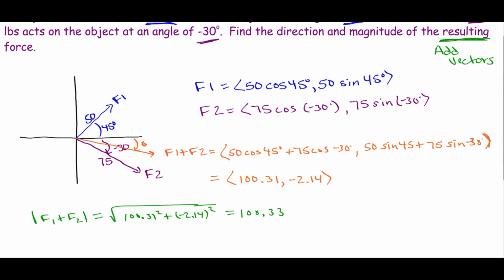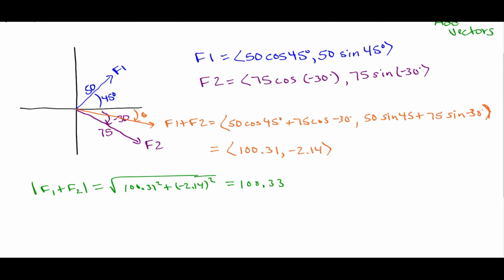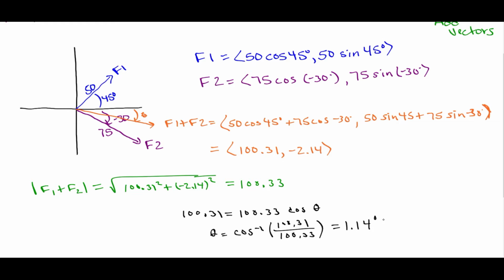So remember, to find a direction angle, we're going to take the horizontal component. So I'm going to take the 100.31 equals the magnitude, so 100.33 times the cosine of theta. So then theta is going to be inverse cosine of 100.31 over 100.33, which is going to give us an angle of about 1.14 degrees.